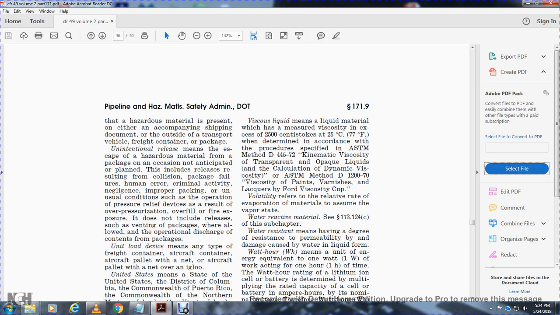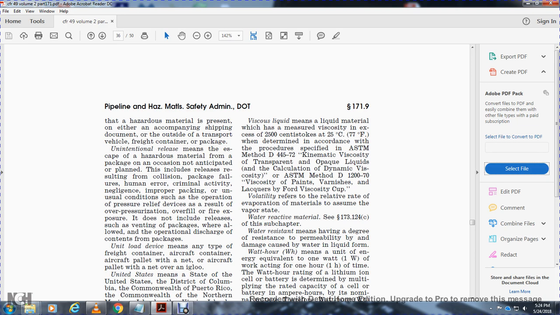Viscous liquid means a liquid material which has a measured viscosity exceeding 2500 centistokes at 25 degrees Celsius, 77 degrees Fahrenheit, when determined in accordance with the procedure of ASTM method D4359. Kinematic viscosity of transparent or opaque liquid is calculated from dynamic viscosity by ASTM method D1200, viscosity of paints, varnishes, and lacquers with the Ford viscosity cup.